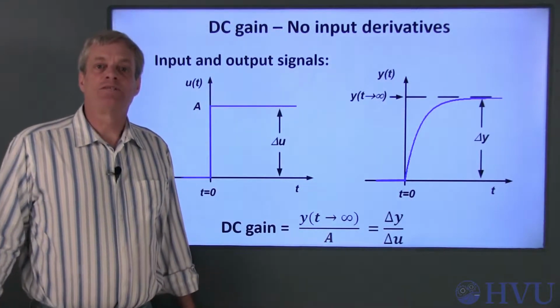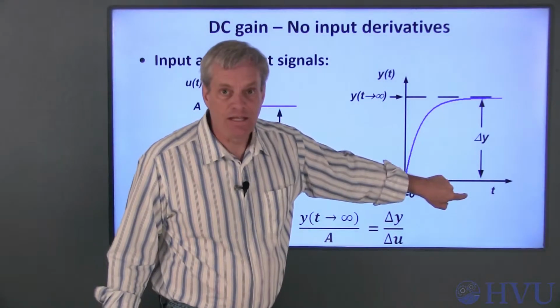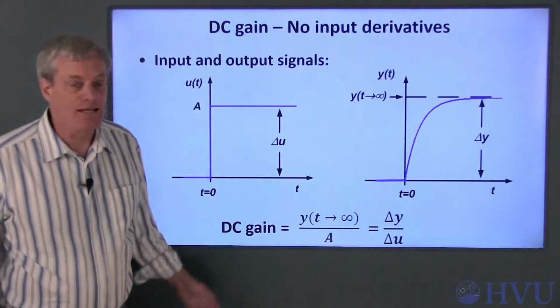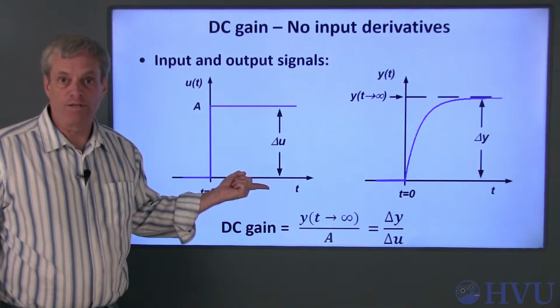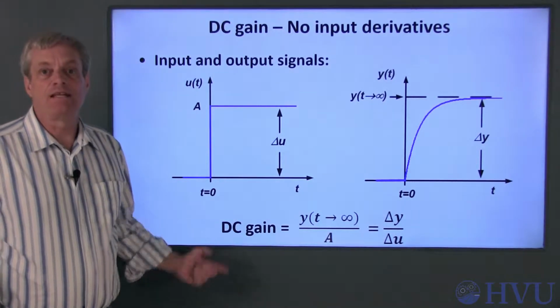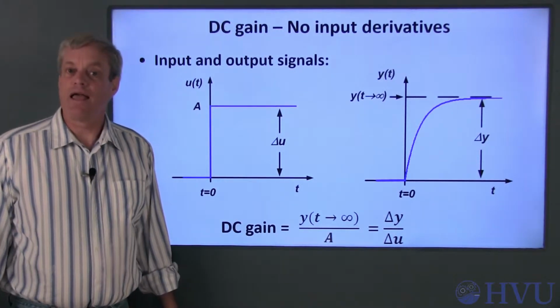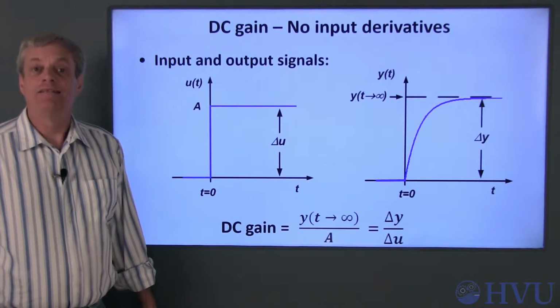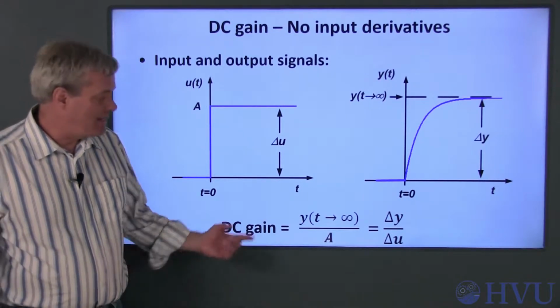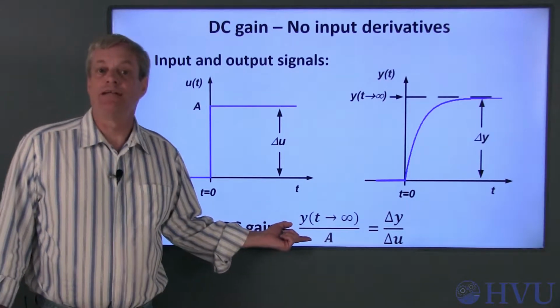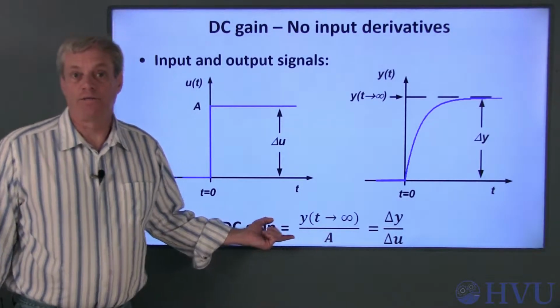More generally, it's the ratio between the change in the output value in the steady state to the change in the input function. The term DC stands for direct current. It's used as a shorthand to refer to constant values. The DC gain relates the steady state output response to the magnitude of a constant input change.